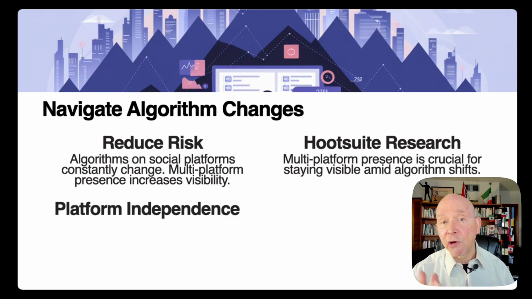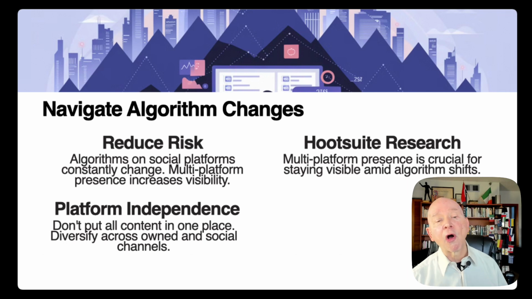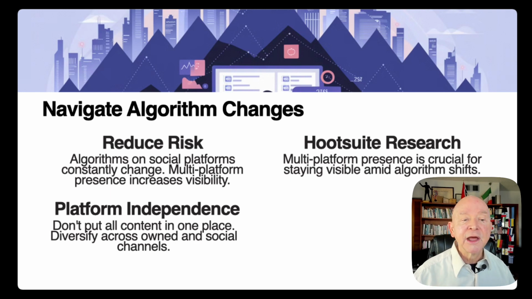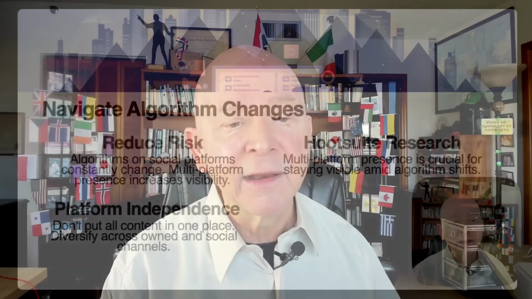Make sure you also have platform independence. Don't put all your control in one place. Something about don't put all your eggs in one basket. Well, don't put all your content in one place. Diversify across your owned and social channels. What do we mean by that? Well, you want to make sure you're sending out, for instance, a blog on your WordPress site, your website. That way, your content is there, and you're not going to have Facebook come in and change it on your website. Over on Facebook, you put something there, and they might think, ooh, we don't like that. They have a right to take it off because that is their platform.